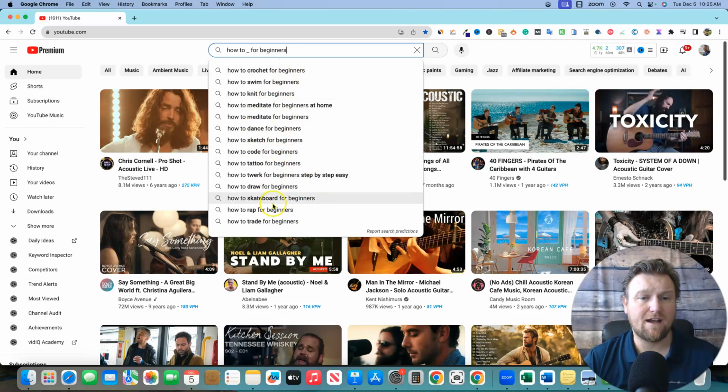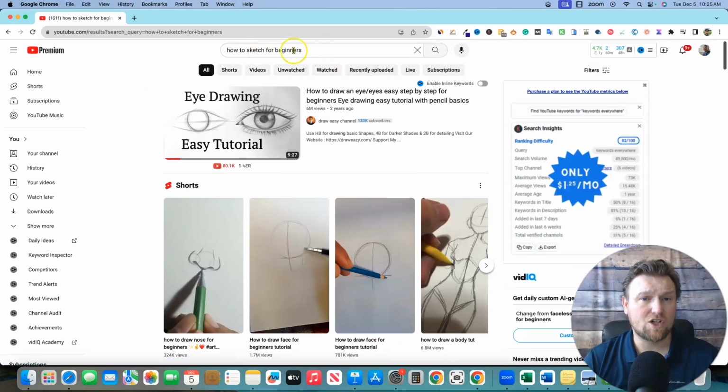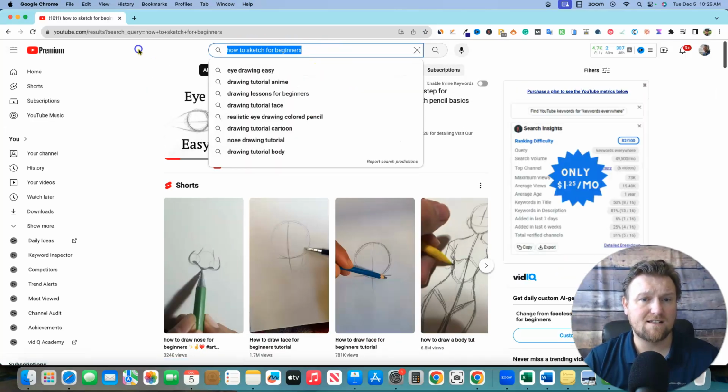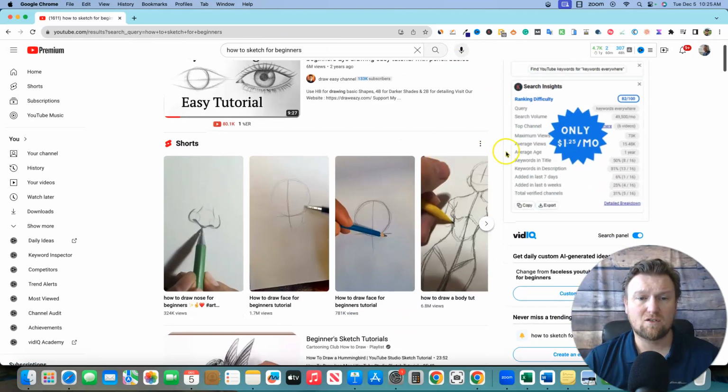So this is a good way to find different niches by just replacing this "how to", and then put something in right here. But it's going to fill in all this middle stuff right here. So how to sketch for beginners. People are looking for this on YouTube. This is a search engine, right? So people are actually searching for this every single day on YouTube.